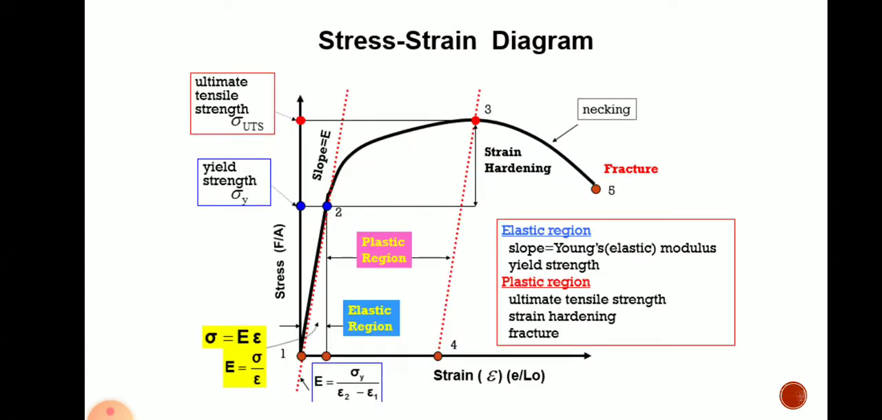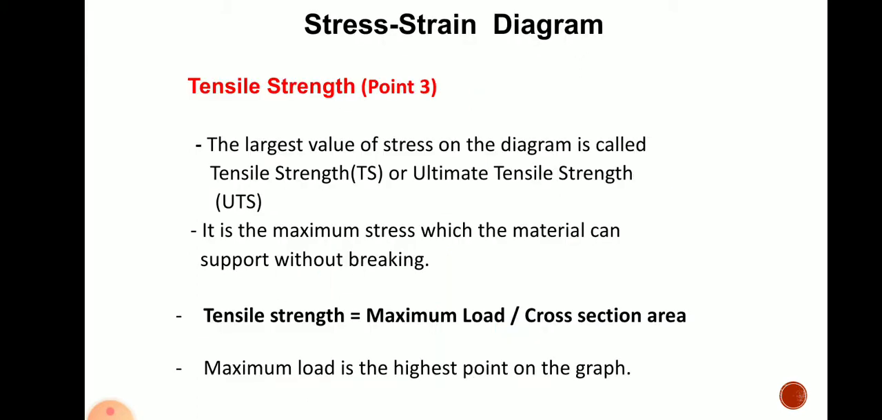From this diagram, point 3 is the largest point. If you extend the line from point 3 to the y-axis, there you can find sigma UTS, which is nothing but the ultimate tensile strength. It is the maximum stress which the material can support without breaking. Beyond this, if you go, there will be immediate breaking of the component.